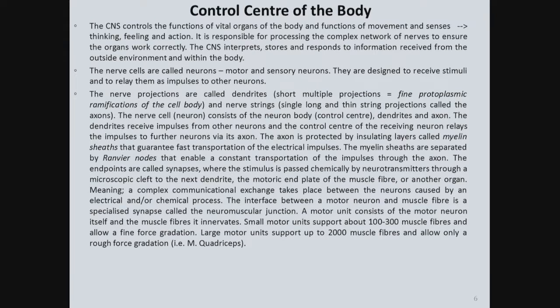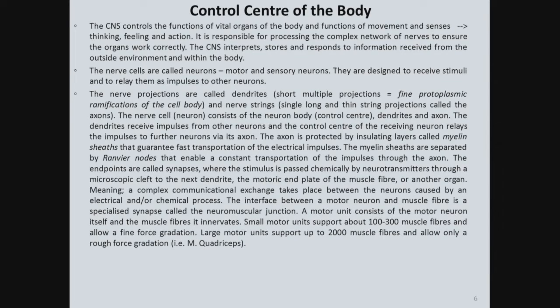The dendrites receive impulses from other neurons, and the control center of the receiving neuron relays the impulses to further neurons via its axon. The axon is protected by insulating layers called myelin sheaths that guarantee fast transportation of the electrical impulses. The myelin sheaths are separated by Ranvier nodes that enable a constant transportation of the impulses through the axon.